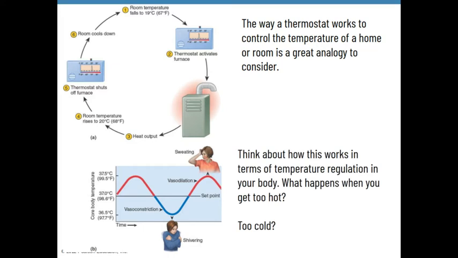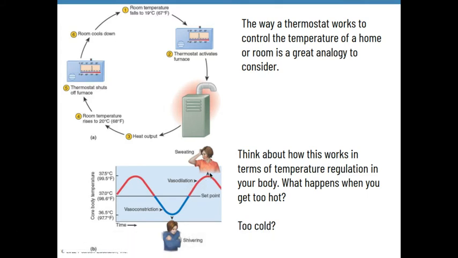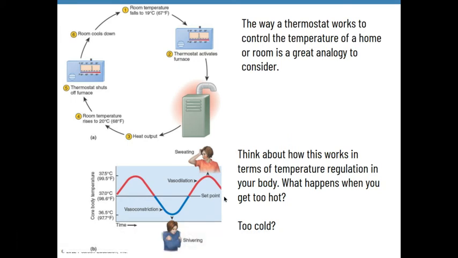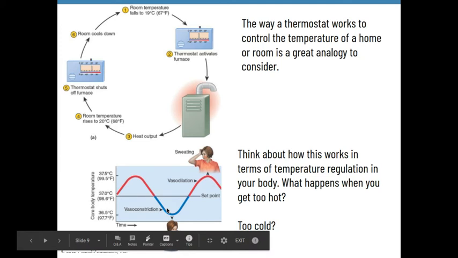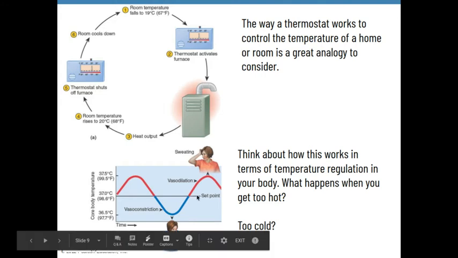Thinking about this in terms of temperature regulation in the body, when you get too hot, your vessels are going to dilate and you're going to start sweating until you get to a certain set point temperature that the body realizes is normal. Same thing if you get too cold: you're going to have vasoconstriction happening with those vessels and the shivering that's going to raise your body temperature back up to that set point. Okay, so hopefully this helps with question number 5.